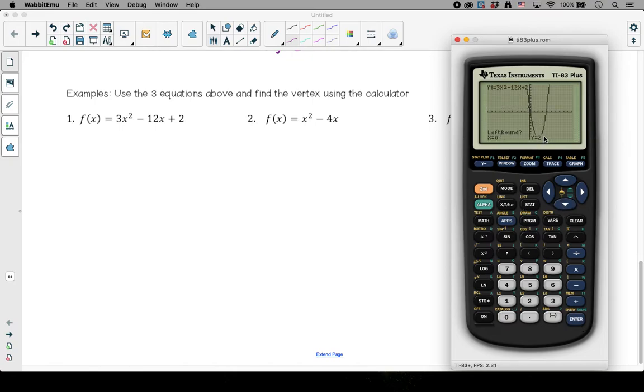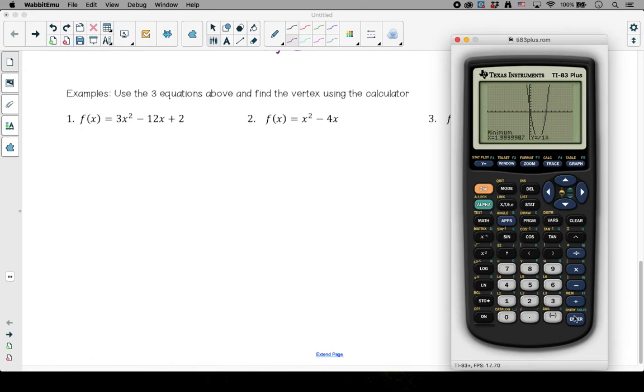I want to be on the left side of my vertex. My vertex is down here. My cursor is already on the left, so it's at 0, 2, and I can press enter now. Now it says right bound. I need to make my cursor go to the right-hand side. So I'm going to hold my cursor down until it gets to the right-hand side. I want to be able to see it so I know for a fact it's on the right. It is on the right, so I can press enter. And then it says guess. I'm just going to press enter again.